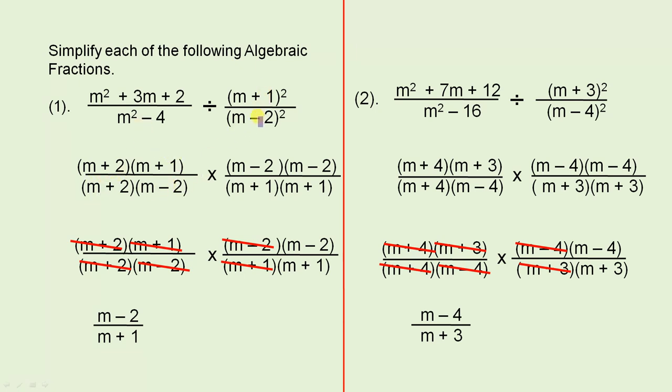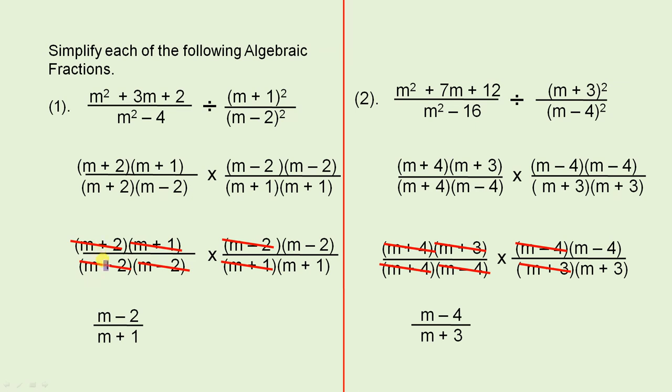We've inverted that. So the (m minus 2) all squared is the numerator, and that's the factorisation. And the (m plus 1) all squared is now the denominator, and that's the factorisation. So I've copied that here so we can just do the cancelling, and that's the original one here, but this here is so we can cancel.